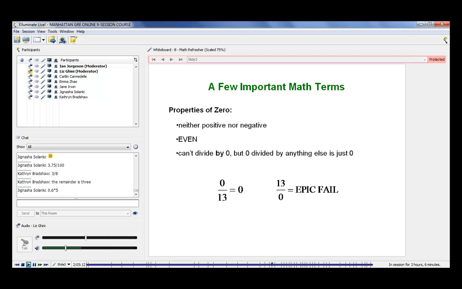A couple of things, properties of 0. There are a lot of questions that have to do with 0. You have to remember that 0 is neither positive nor negative. However, it is even. It's not odd, it's even. And this is key: you can't divide by 0. 0 can be divided by anything and you get 0, except you can't even divide 0 by 0. This is a disaster. Dividing by 0 is an epic failure. Your calculator won't do it. Planes fall from the sky.